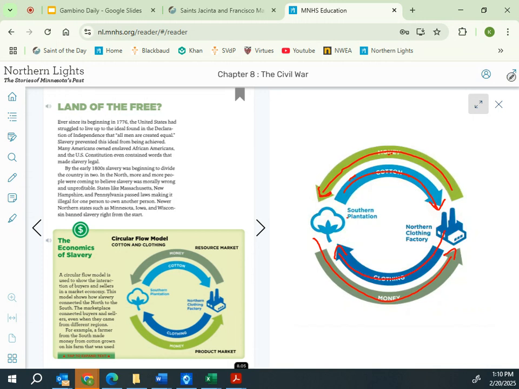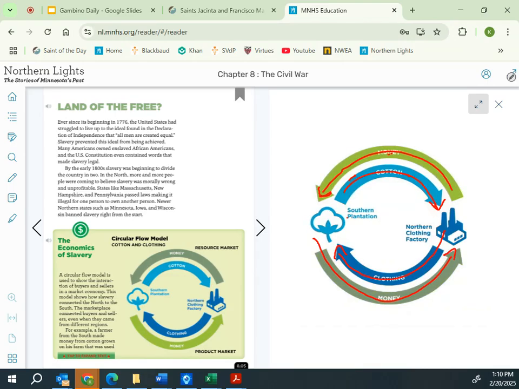So this is where it gets tricky. When people say, oh, we don't have slavery in Minnesota, we were still profiting from it. Our factories were able to make clothes cheaper because they didn't have to pay so much for the cotton.